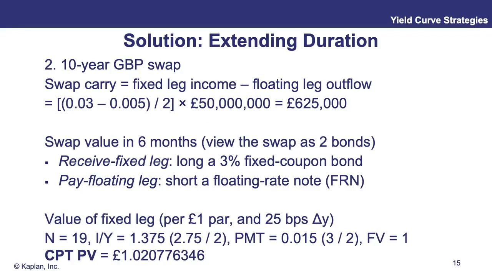Let's think about the swap then, trade B. We're looking at a 10-year sterling swap. Remember, if we're extending duration, we're going to receive fixed. It's the fixed leg that carries duration with it. So we receive in terms of the carry. Carry is what you just get paid for holding a position through time in terms of income, really. And here we've got a fixed leg income of 3%. That was given to us earlier.